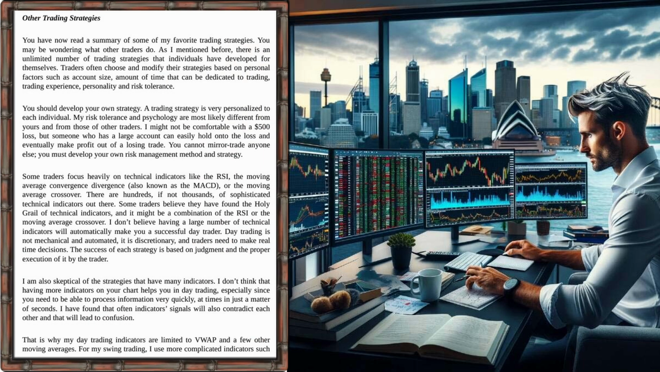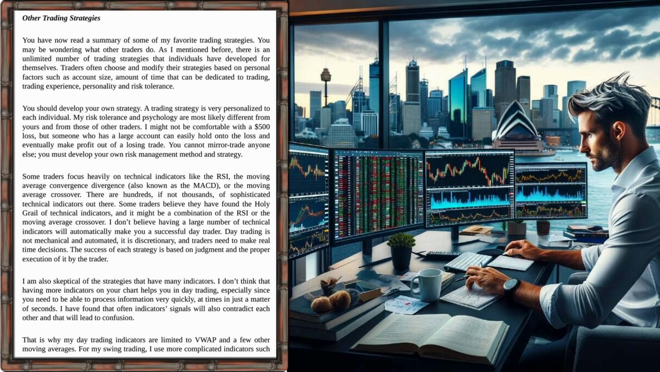Other trading strategies. You have now read a summary of some of my favorite trading strategies. You may be wondering what other traders do. As I mentioned before, there is an unlimited number of trading strategies that individuals have developed for themselves. Traders often choose and modify their strategies based on personal factors such as account size, amount of time that can be dedicated to trading, trading experience, personality, and risk tolerance. You should develop your own strategy. A trading strategy is very personalized to each individual.